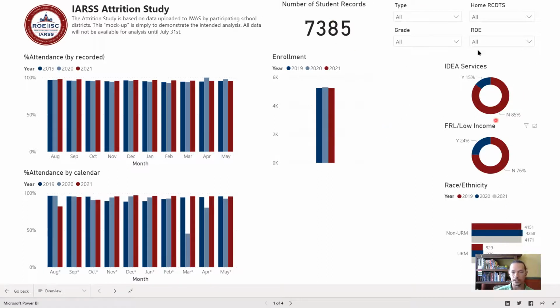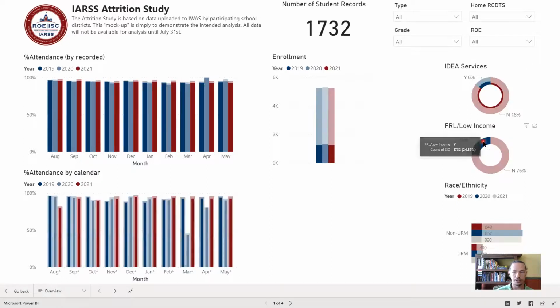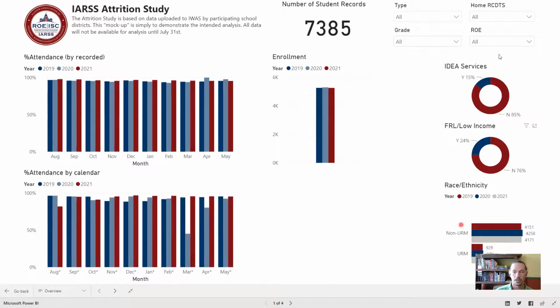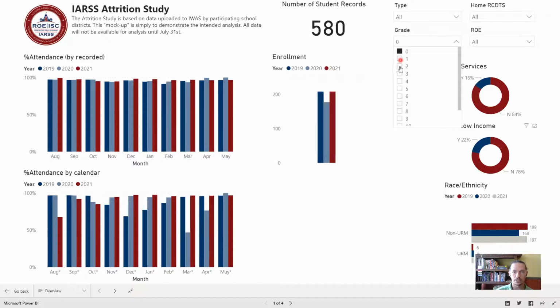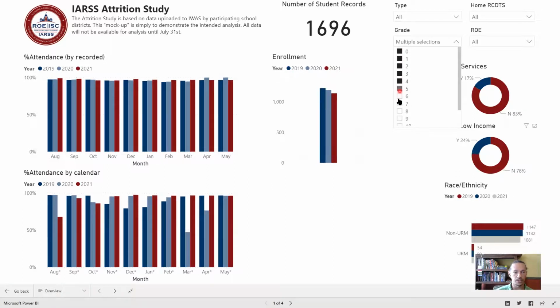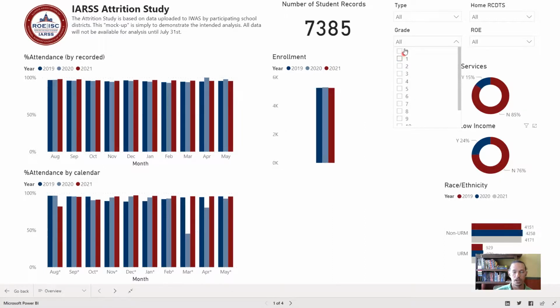This is an interactive display, so if you click a chart, each chart will update based off of that chart. If I'm just curious about free and reduced lunch, it's going to update and show me just those students who qualify for free and reduced lunch. If I'm just interested in elementary schools, I can select all the lower grade levels and look at just elementary schools. And I see a drop off in enrollment in just elementary schools. To do a multi-select, you just hold Control while you click.